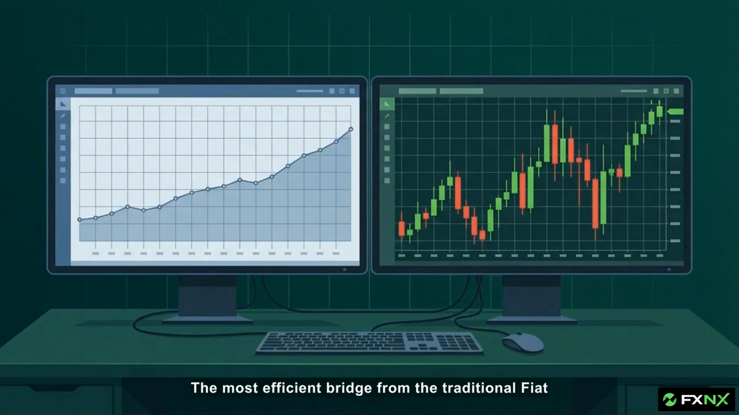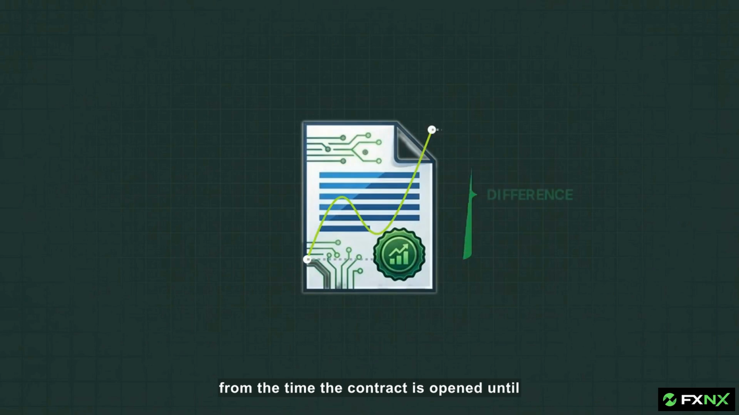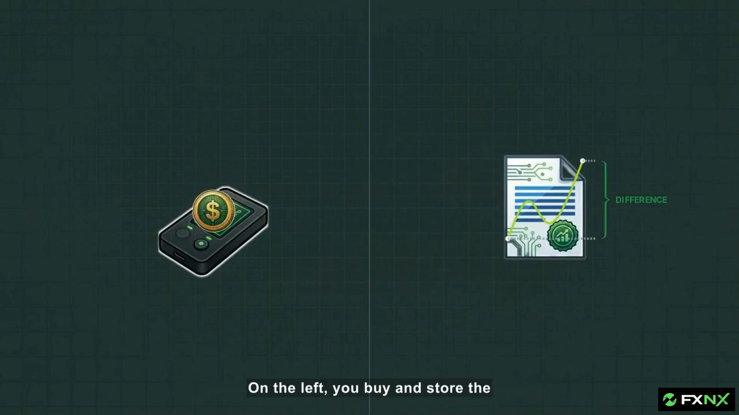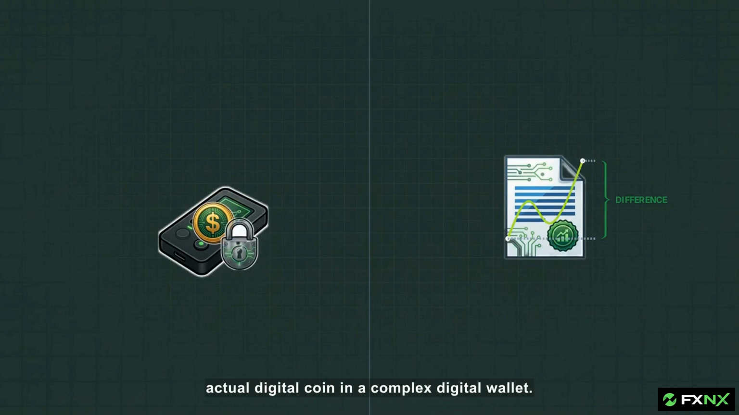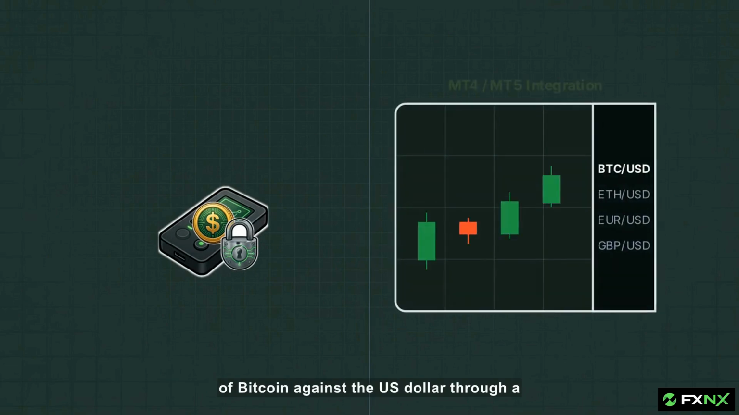The most efficient bridge from the traditional fiat environment to the modern crypto landscape is the CFD. A CFD, or contract for difference, is an agreement to exchange the difference in value of an asset from the time the contract is opened until it is closed. This diagram illustrates two ways to gain exposure to crypto. On the left, you buy and store the actual digital coin in a complex digital wallet. On the right, you trade the price difference of Bitcoin against the US dollar through a clean contract.